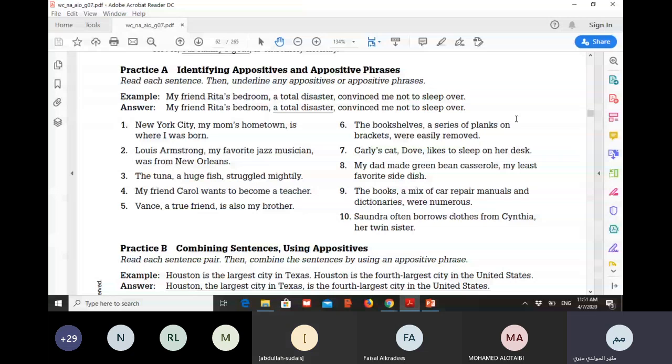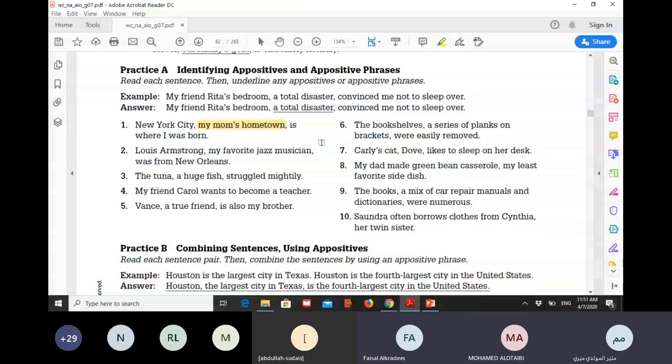So, an appositive means that if you omit it, the sentence still gives meaning. So, can you say New York City, my, is where I was born? No. What is the appositive phrase? My mom's hometown. Excellent. So here we need to highlight this part. Can I answer number 2, teacher? Sure. Next, please, number 2.